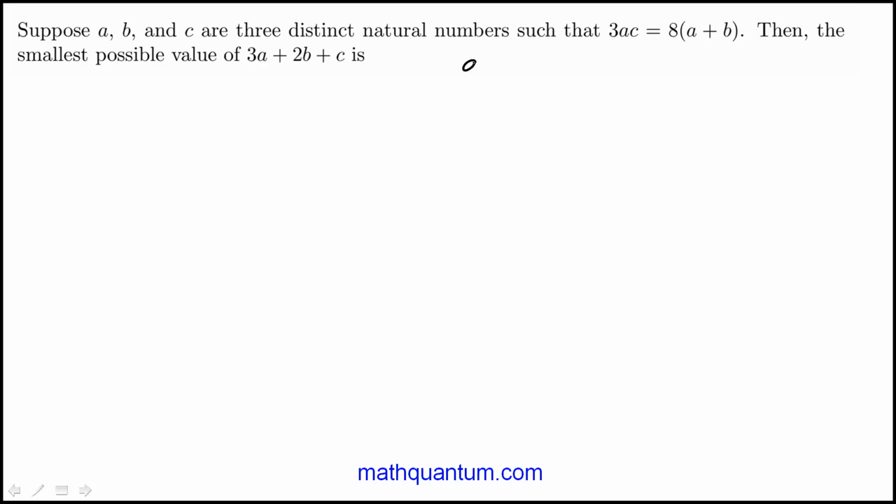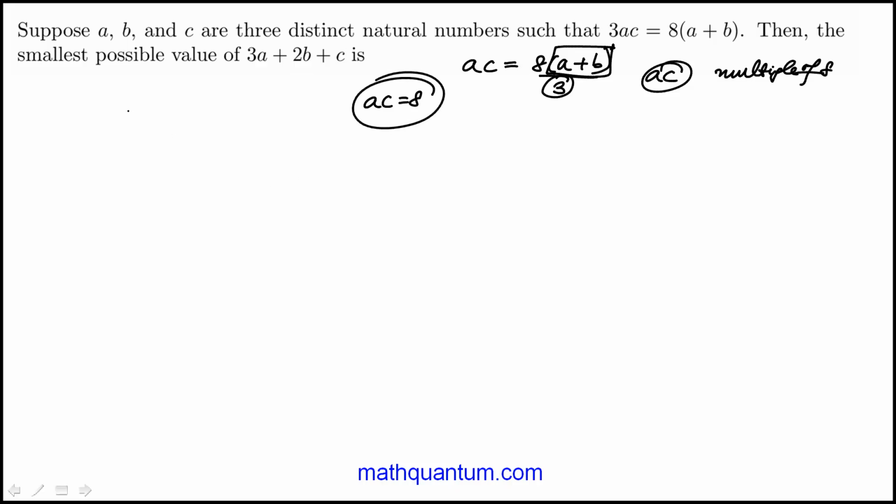So this is a hard question, and the best way to think about this one is if we rewrite it in that form, we know that 3 has to divide a plus b because 3 and 8 don't have any common factor. That means AC has to be a multiple of 8. And the least value it can take is AC is 8. So my possible values are 1 and 8, 2 and 4, 4 and 2, 8 and 1.